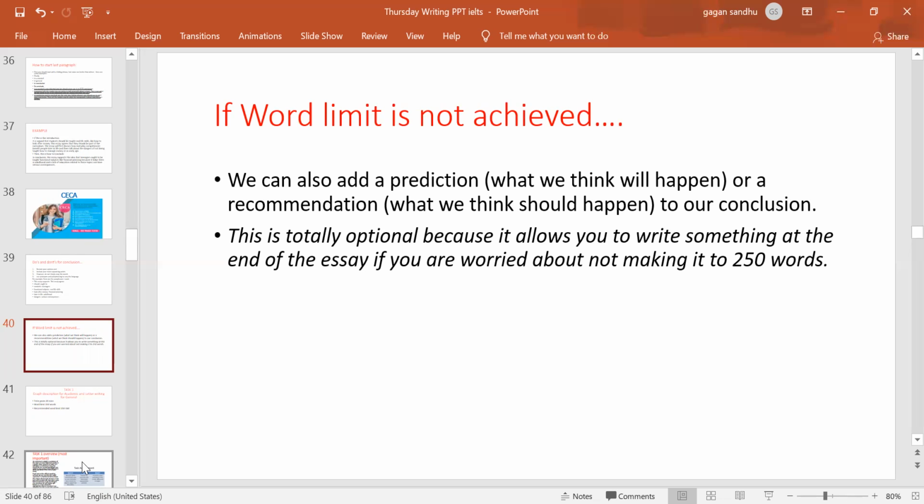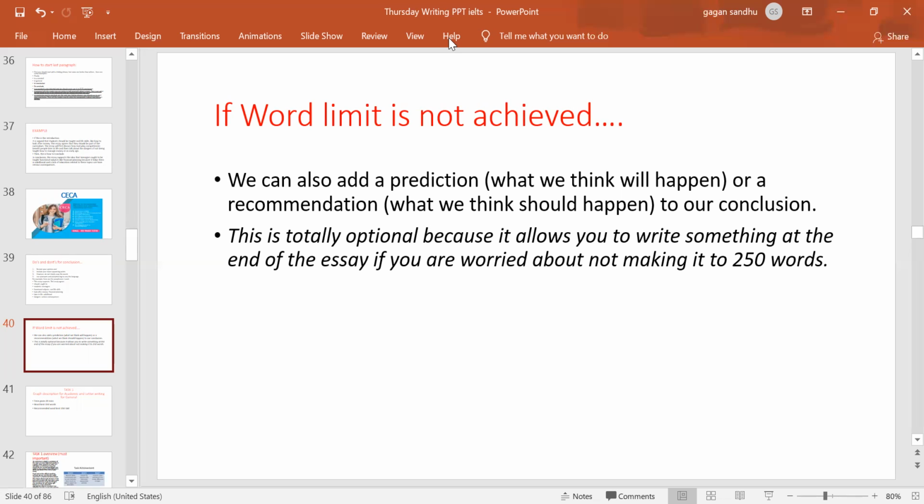So how are you completing that? You can add a prediction, what we think will happen, right? You see, we are adding this in problem solution, but just in case you are not able to achieve the word limit, then this is your savior. Or a recommendation, what we think should happen, right? Prediction, what will happen. Recommendation, what you think should happen, in your conclusion, right? Now this is totally optional, and you can use it as a savior in case you are not able to reach 250 words, which I think won't be the case with the structure. But yes, to be on the safer side, this is one thing you can do, right?